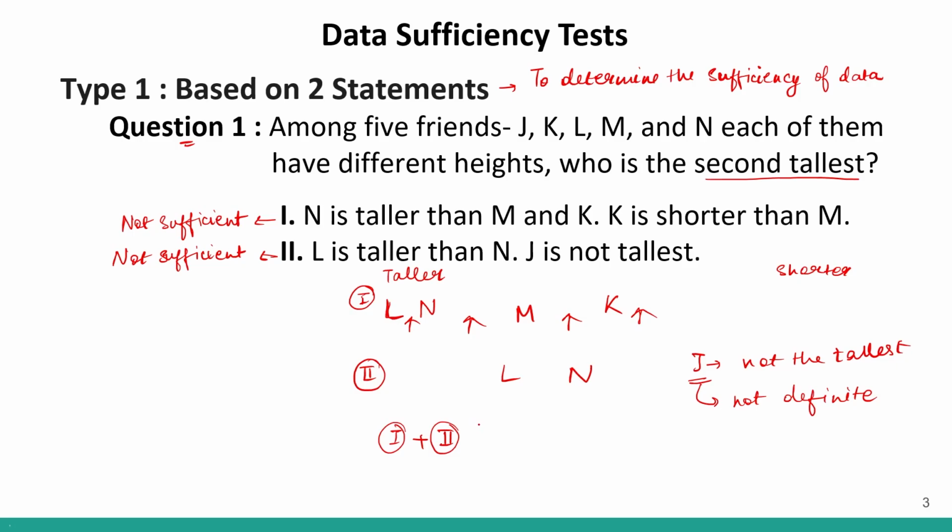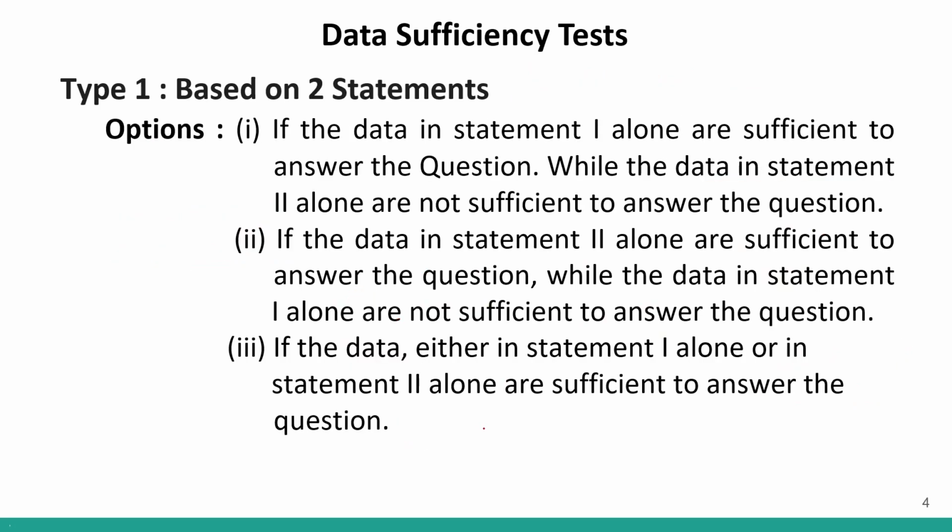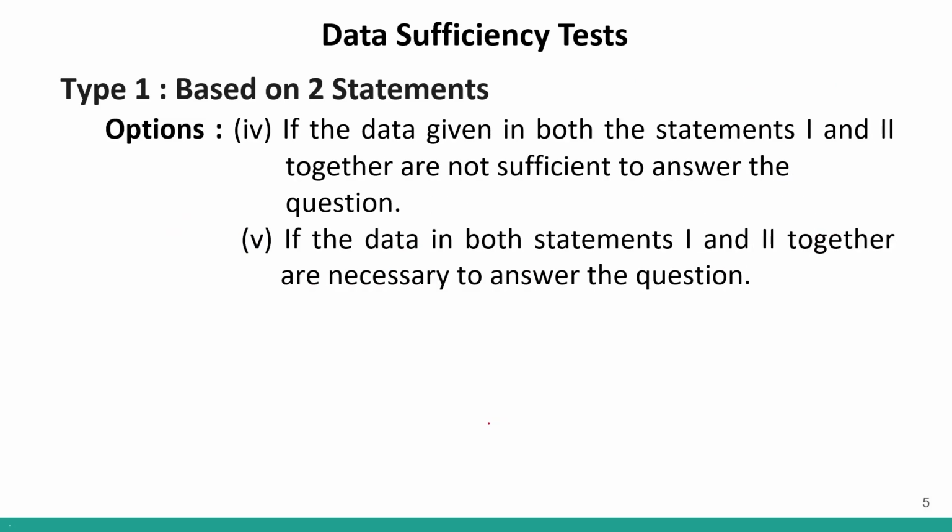So if I look at the options, my answer should be that neither statement 1 nor statement 2 is sufficient to answer the question. Option number 4 says that the data given in both statements 1 and 2 together are not sufficient to answer the question. This will be my correct option. Option number 4. Clear?